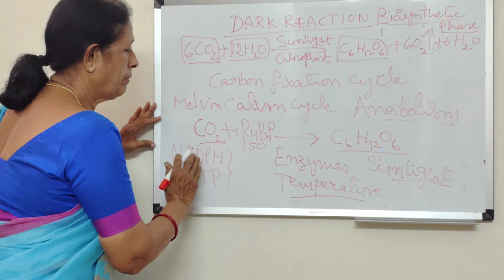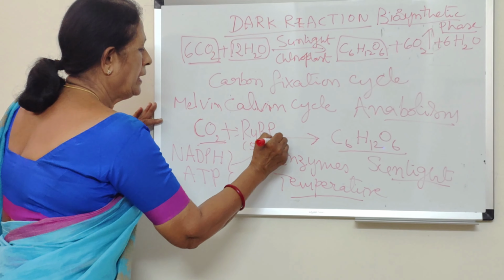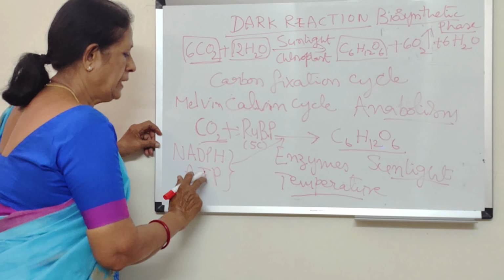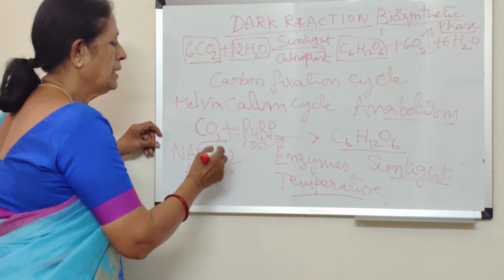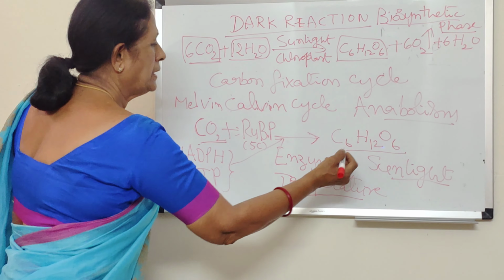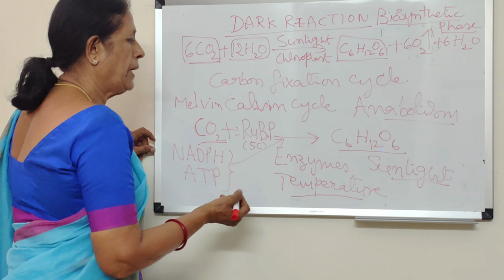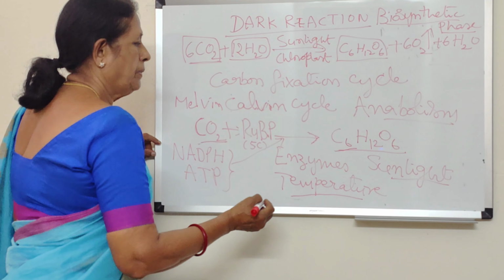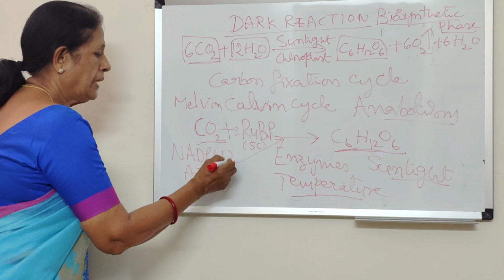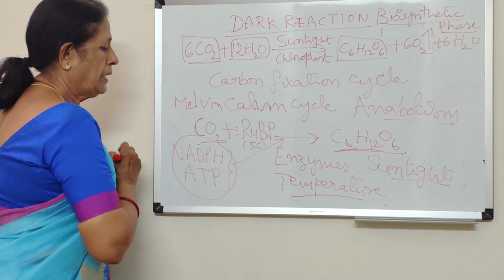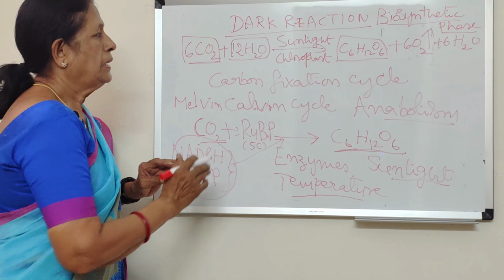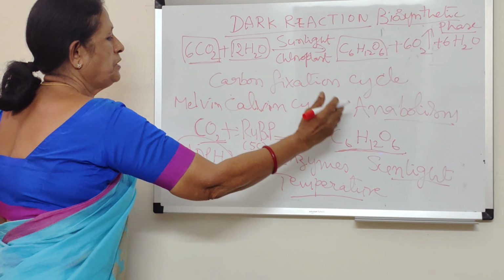They are called assimilatory power, which is used in the dark reaction for the production of glucose. A small molecule combines with RuBP and forms a larger molecule, RuBP is regenerated back, and glucose is formed. For the formation of a larger molecule, energy is required. Where is the energy obtained from? The energy is obtained from the end products of the light reaction, NADPH and ATP. So that is how large molecules are formed from smaller substances.